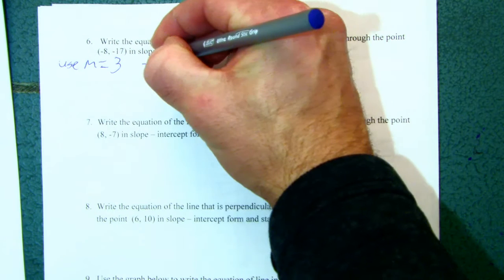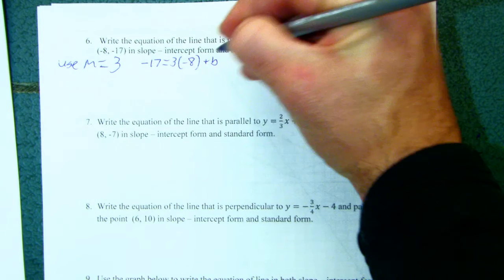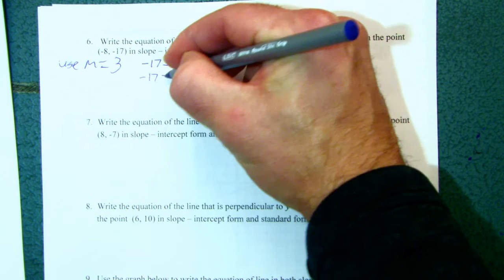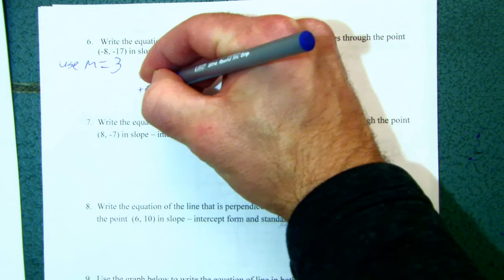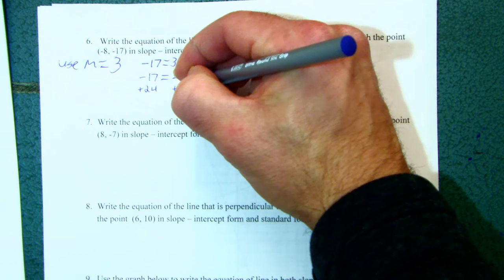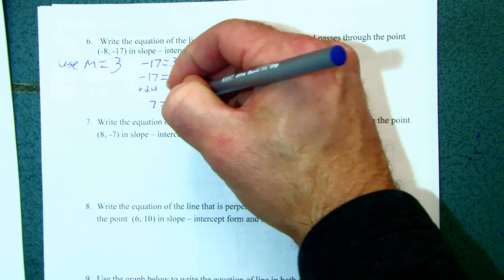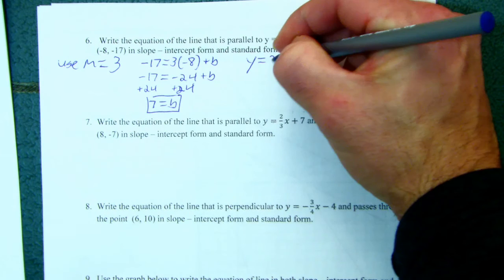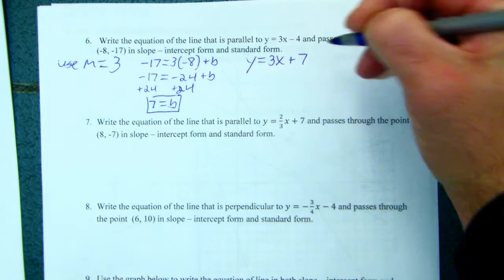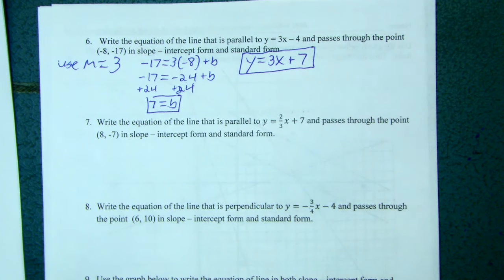So we'll have negative 17 equals 3 times negative 8 plus b. So negative 17 equals negative 24 plus b. We're going to add 24 to the left and to the right. So that's going to leave me with 7. Positive 7 is equal to b. So my line in slope-intercept, y equals 3x plus 7.